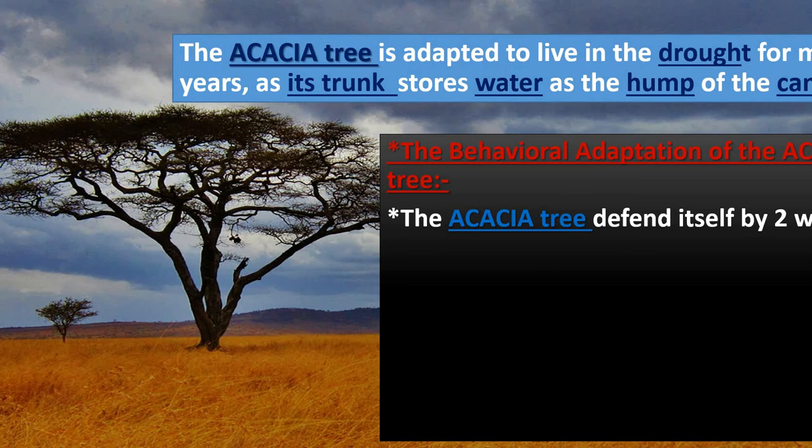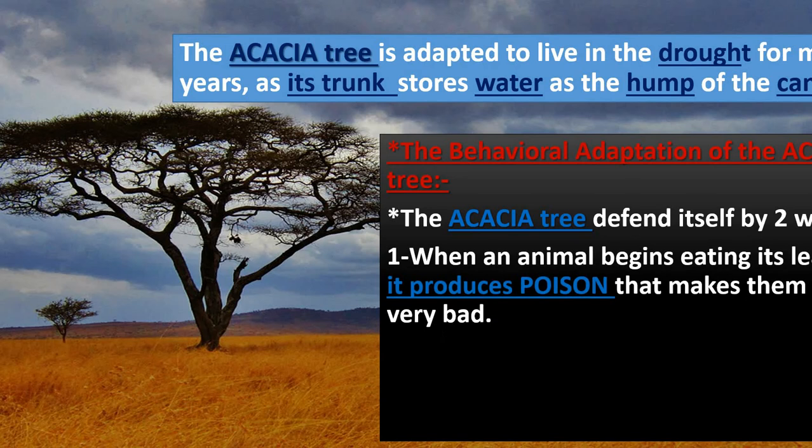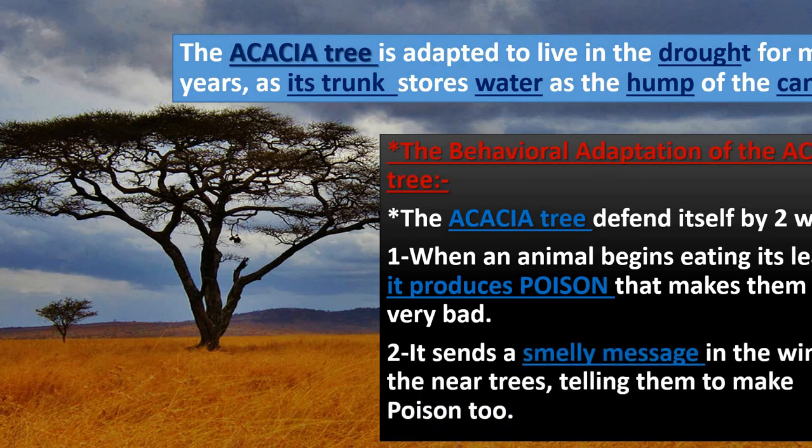The behavioral adaptation of the acacia tree: it also has behavioral adaptation, something that doesn't come from its structure. When an animal begins eating its leaf, it produces a poison that makes them taste very bad. So when animals come and eat it, to protect itself, it makes a poison so it tastes very bad. And it also sends a smelly message in the wind to the nearby trees, telling them to make poison too.